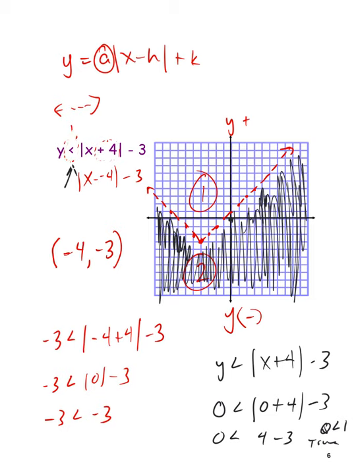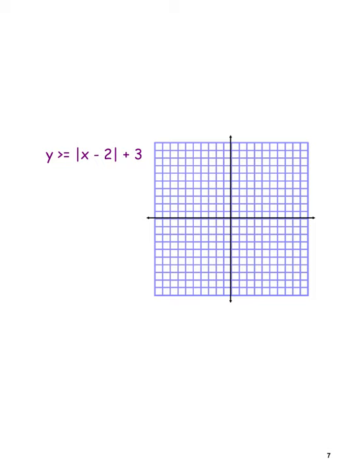Everywhere above that V in the area that I have labeled as 1 would not work for this inequality. So if I put in the point, for instance, 0, 10, that would not work because 0 plus 4 is 4, 4 minus 1 is 3, and 3, of course, is not greater than 10. So moving forward, here's another one.